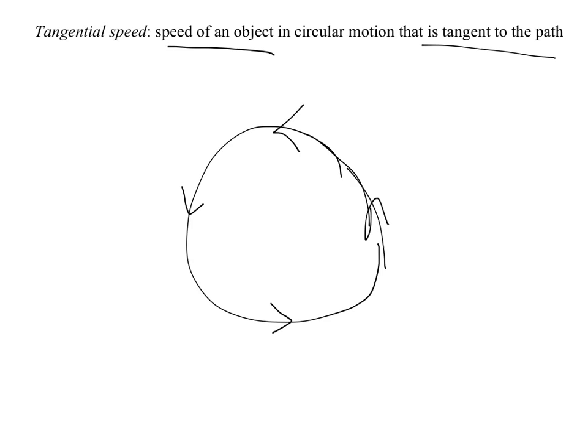Which, by the way, in case those of you have never understood clockwise and counterclockwise, a simple way to do it, think about which way the hands move on a clock. They move this way, so that's clockwise. It's like a clock. Counter means opposite of a clock. So this is counterclockwise motion.